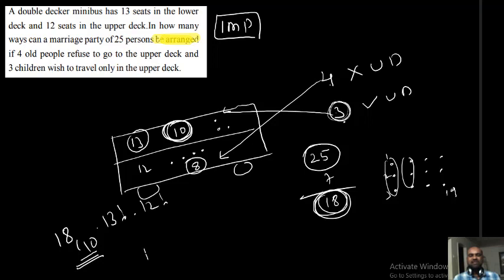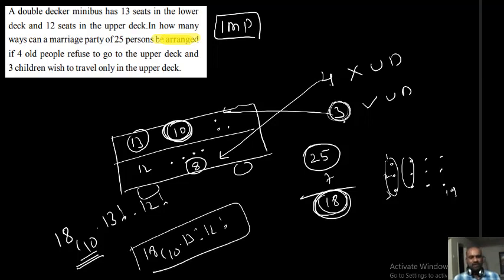Therefore, my answer is 18C10 into 13 factorial into 12 factorial. This is the answer for the problem. Listen, what is interesting is that I filled the upper deck first. If we fill the lower deck first, what happens? First of all, 3 children take their places in the upper deck, 4 old persons take their seats in the lower deck. So 4 plus 3, 7 persons have taken their places.